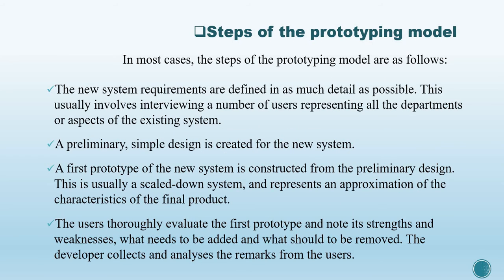Steps of the prototyping model. In most cases, the steps of the prototyping model are as follows. The first one is that the new system requirements are defined in as much detail as possible. This usually involves interviewing a number of users representing all the departments or aspects of the existing system. That is to collect the data or the feedback from the users of the different departments of a system. A preliminary simple design is created for the new system.